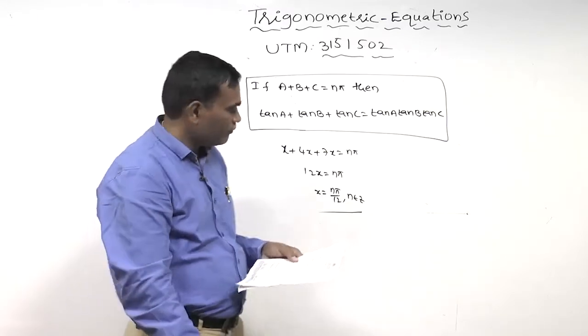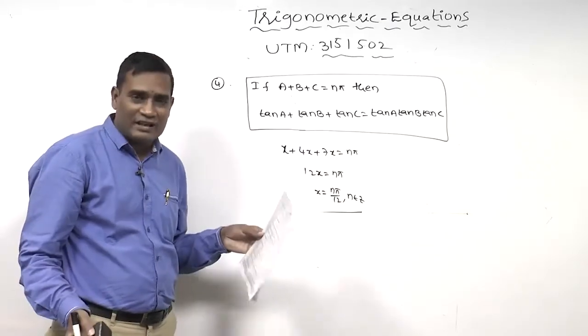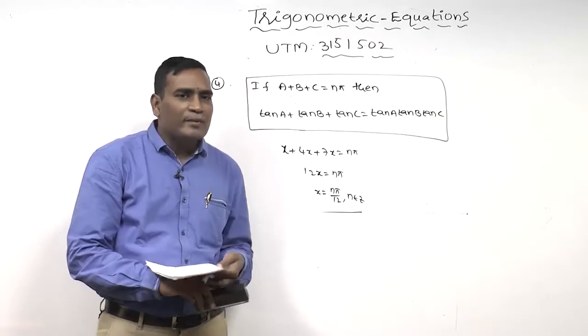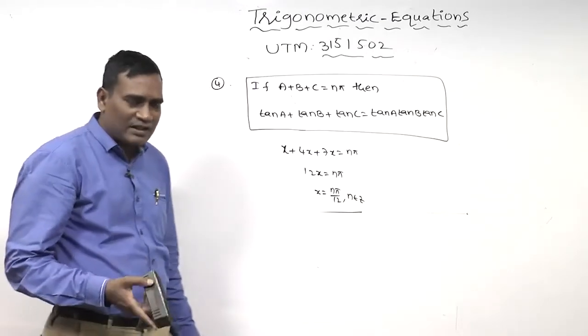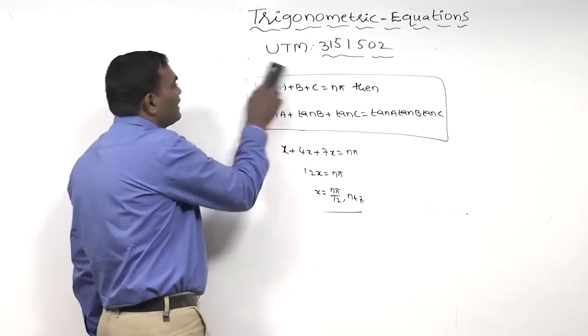Next, the sixth one. You remember this condition. This condition is very important. In a triangle, that means a plus b plus c is equal to 180, tan a plus tan b plus tan c is equal to tan a into tan b into tan c.